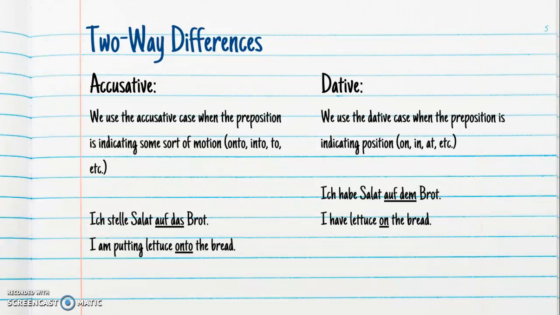The dative case is used when the preposition is indicating position. So we have on, in, at, things like that. The example here is Ich habe Salat auf dem Brot, which means I have lettuce on the bread. So you can see the difference there between onto and on. One is showing motion, the other is just position. It's there.